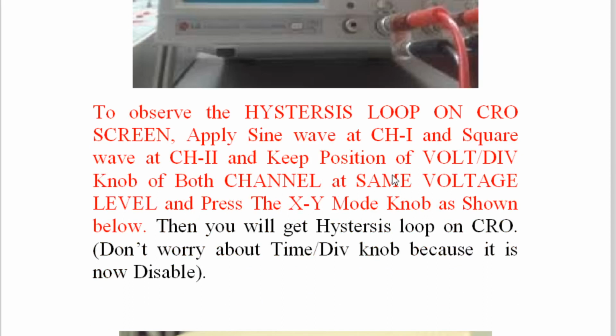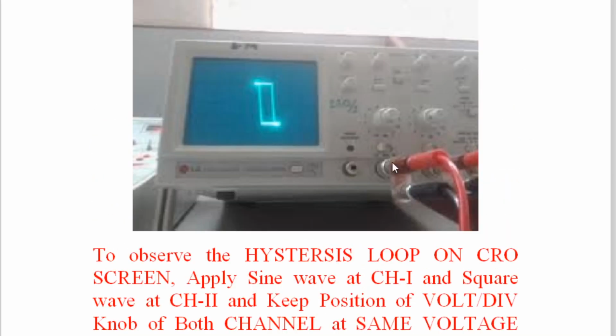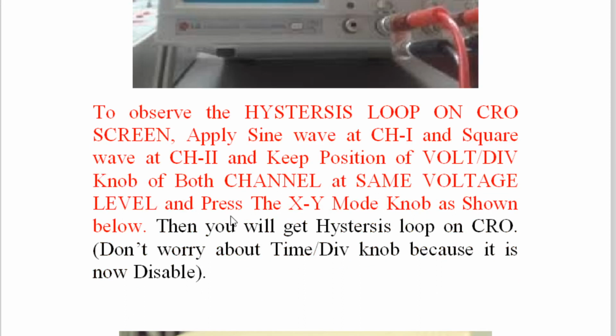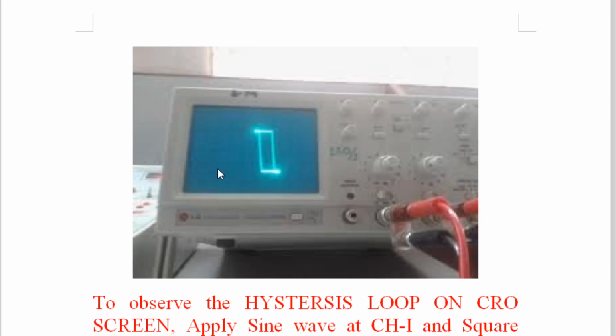After doing this, you will get the sine wave as well as the square wave on the CRO, because your CRO is dual channel. You applied the sine wave at the X channel and the square wave at the Y channel, or channel 2. Now to observe the hysteresis, the very important thing to be done is to press the XY mode knob, as shown in the diagram below. Press the XY mode knob.